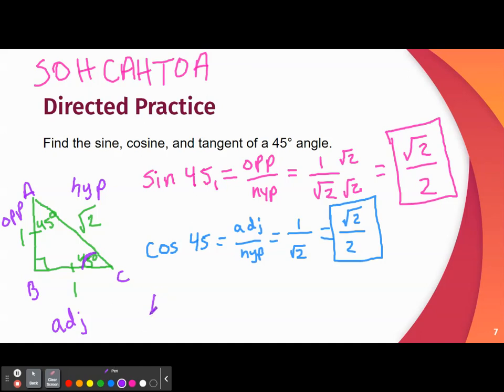All right, now let's do tangent of 45. Hayden, what's the formula for tangent again? Opposite over adjacent. All right, Braxton, what is my opposite side? Your opposite side's 1 and your adjacent's 1. What does that reduce to? 1. And there you go. Again, type in your calculator tangent of 45, and you should get 1. That's a way that you can check your answer.